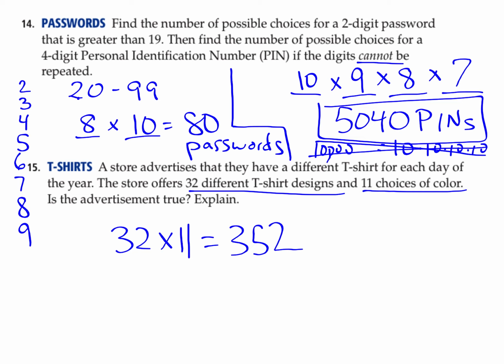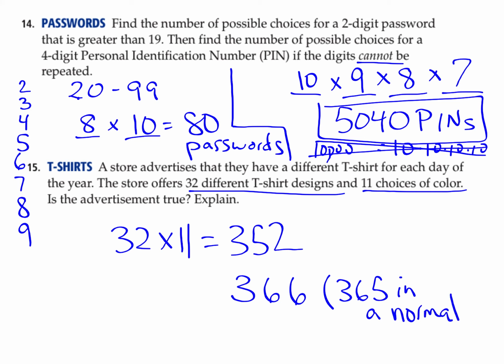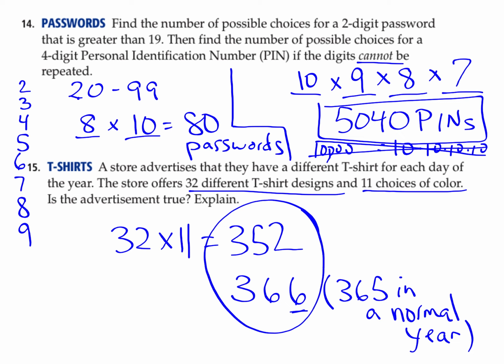Well, you have to pull out of your memory how many days there are in a year. There are 366 days this year, 365 in a normal year. But since it's leap year, it's kind of an odd year. Well, odd year, but it's an even number of days. Anyway, is their advertisement correct that they have a different outfit for every day of the year?